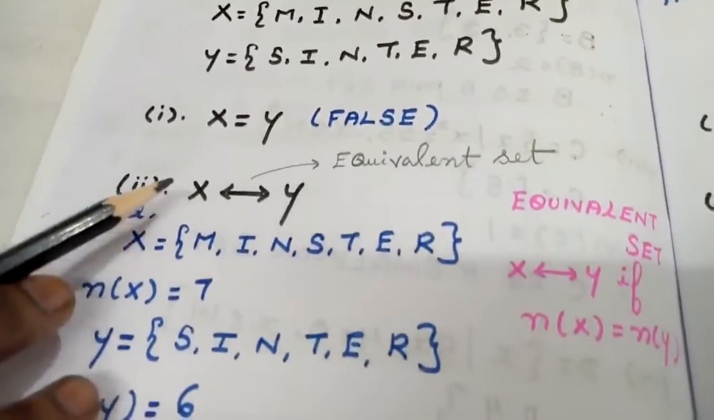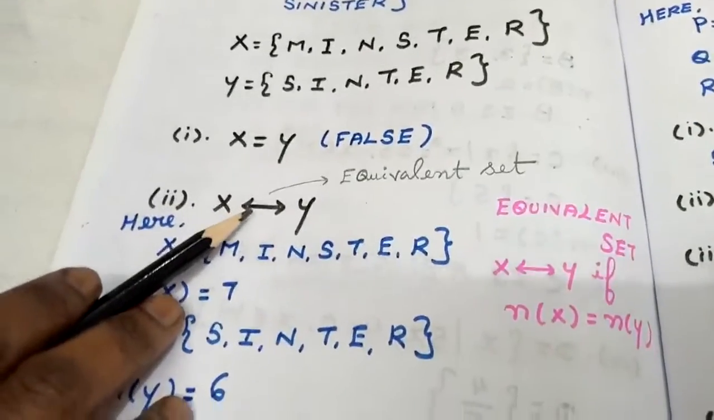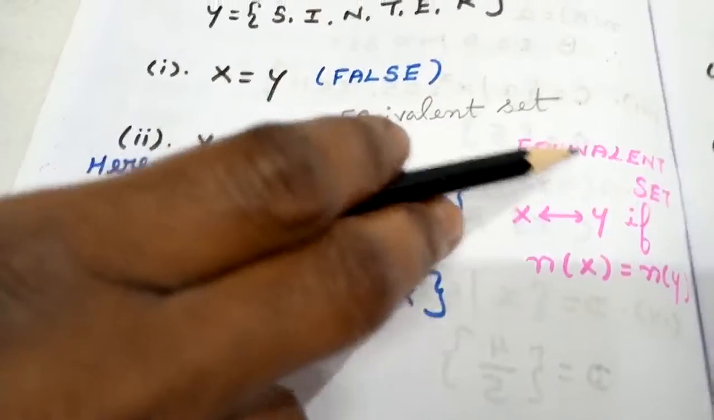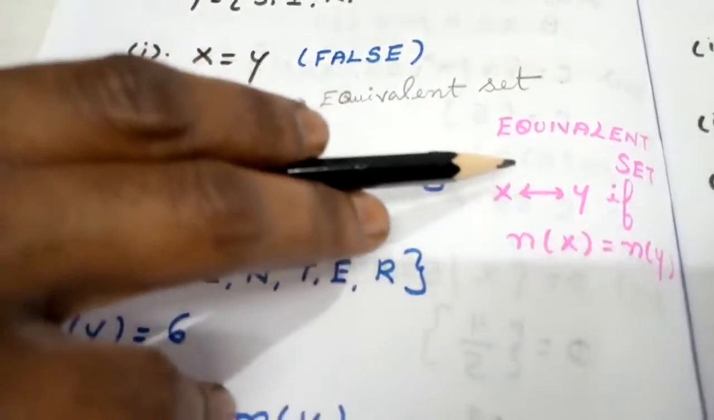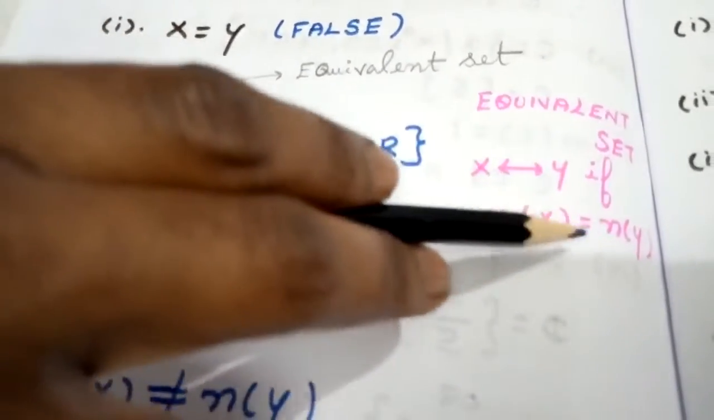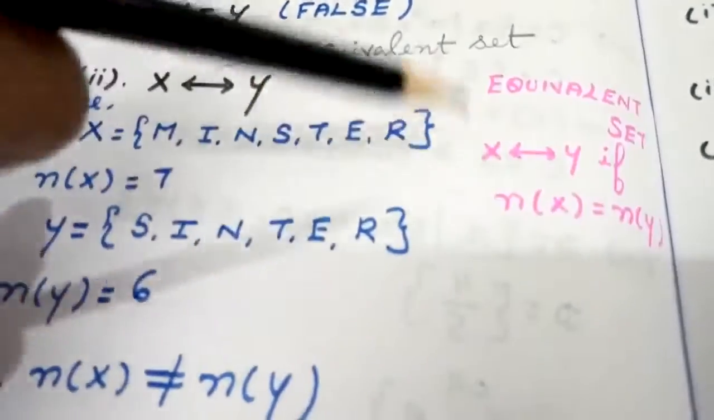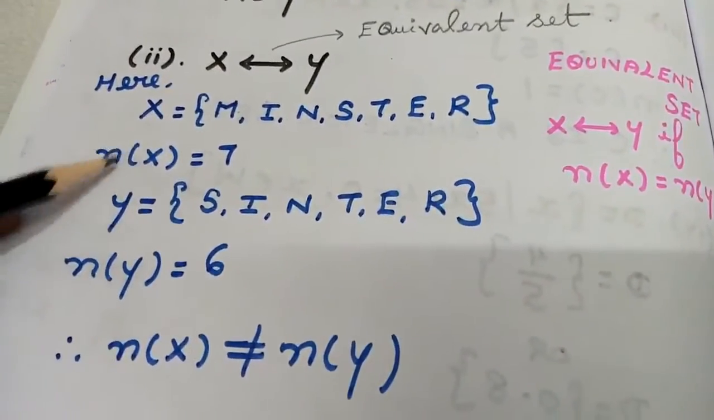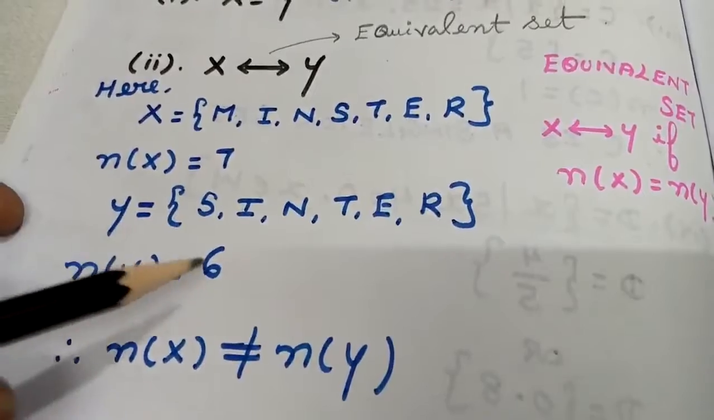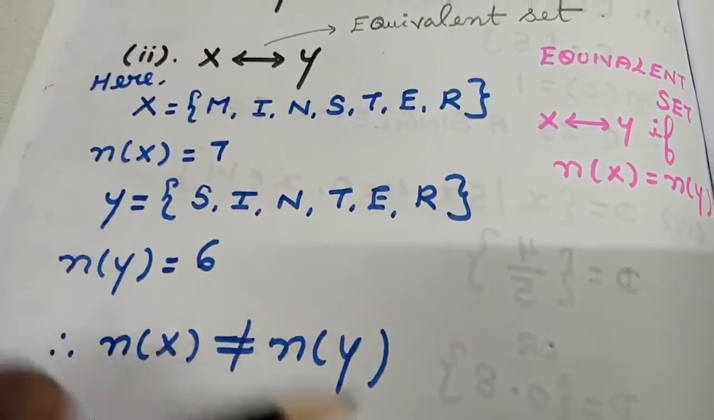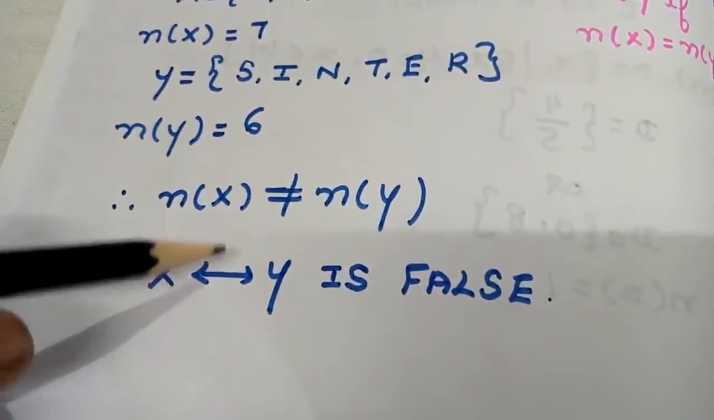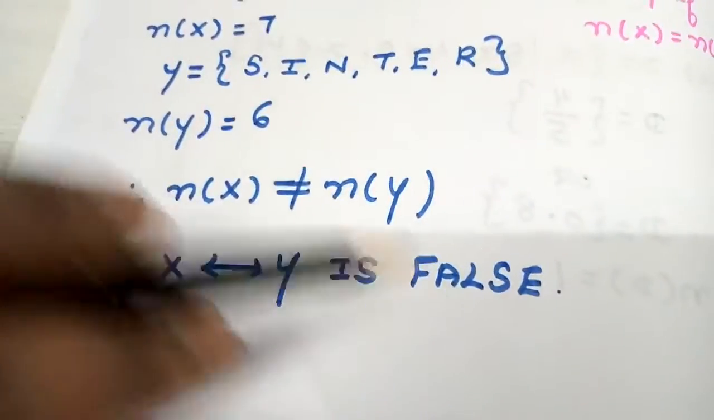Coming to the second question. This particular double-sided arrow mark means equivalent set. X equivalent to Y if n of X equal to n of Y, the number of elements in X is equal to the number of elements in Y. You are going to check and see, students. If I check here, n of X is equal to 7 and n of Y equal to 6. Both are not the same, not equal. So the second condition is also false, that X equivalent to Y is false.